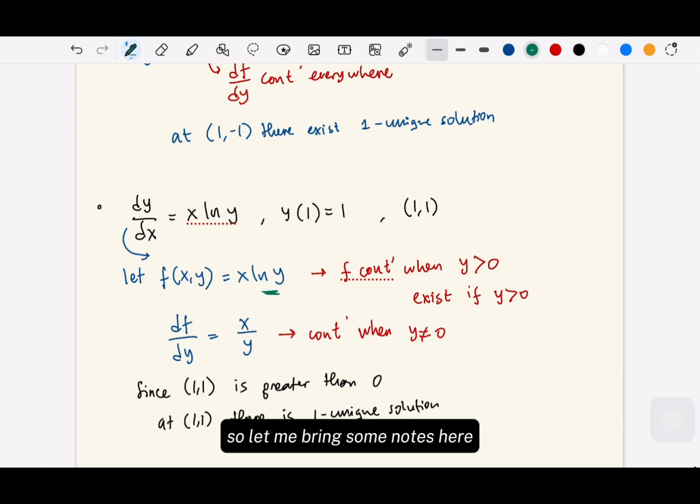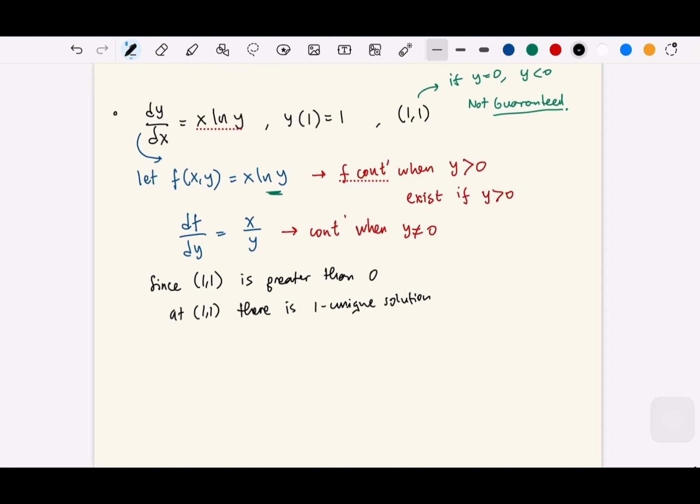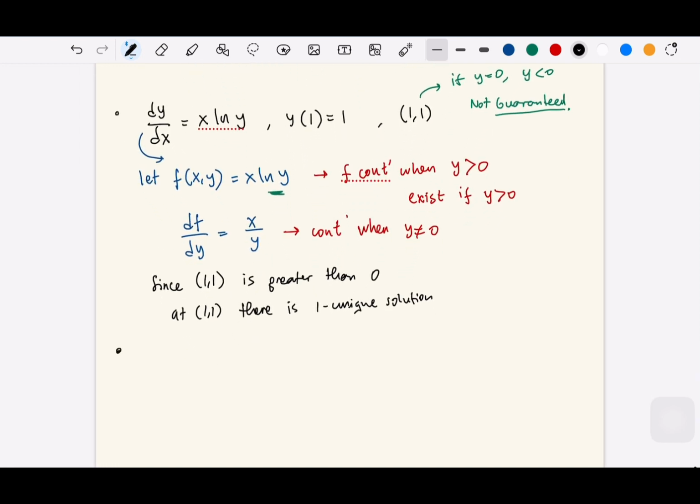So let me write some notes here. If y is 0 or y is less than 0, then we can say this is not guaranteed. Okay. Okay, one more example.